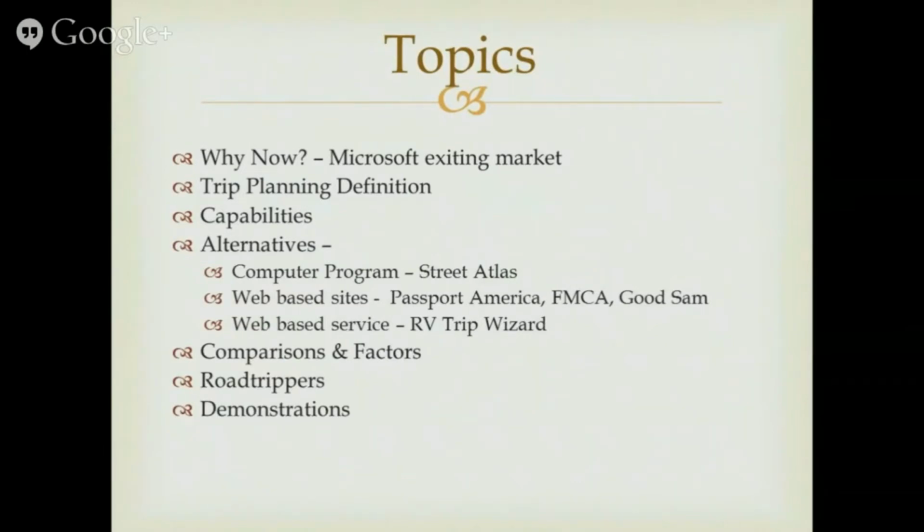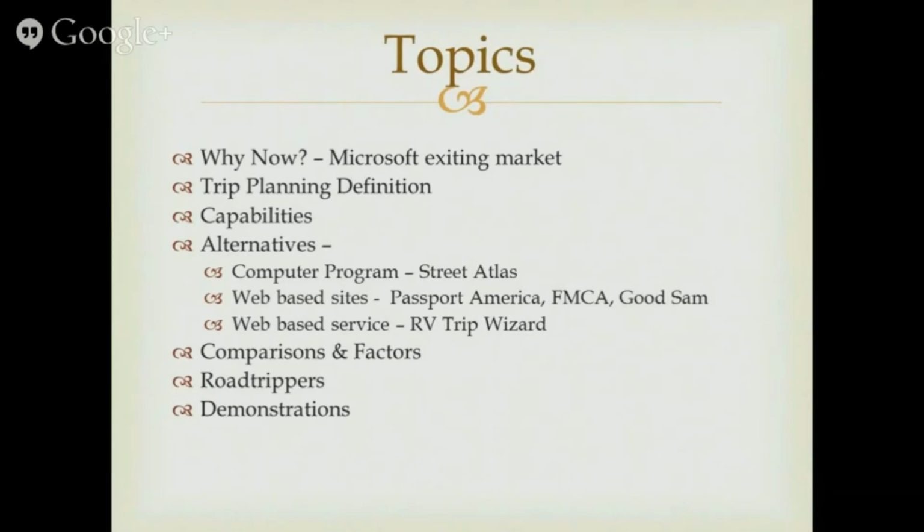We need a definition of trip planning as opposed to navigation, because so many so-called trip planning tools are actually navigation tools, and they're a little bit cumbersome from a trip planning perspective. We want to talk about what are the capabilities that you might want in a trip planning tool, and based on that, what are the alternatives that are out there? What are the computer programs?